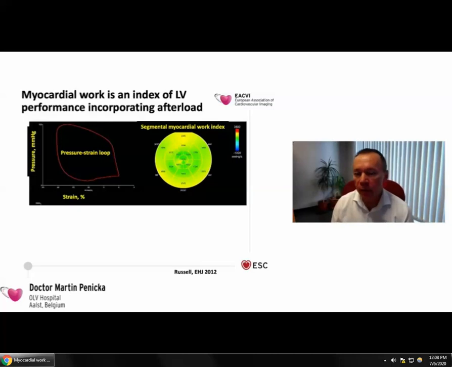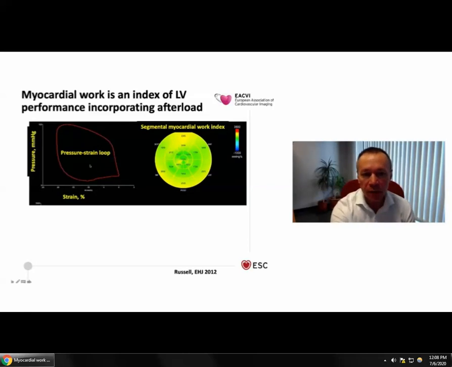So myocardial work is a non-invasive index of left ventricle systolic performance, incorporating both deformation and afterload. Therefore, it's less load dependent than currently used indices to evaluate systolic function, such as ejection fraction and global longitudinal strain. Myocardial work is derived as the area of the pressure strain loop, where pressure represents cuff brachial artery pressure and strain is derived by speckle tracking echocardiography.